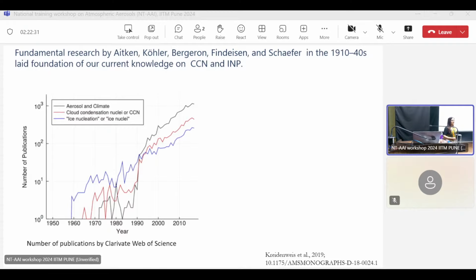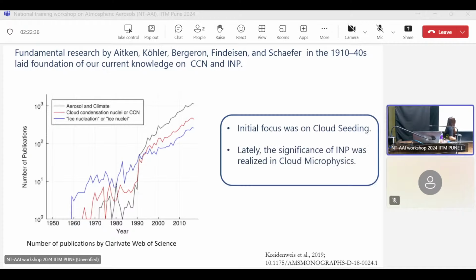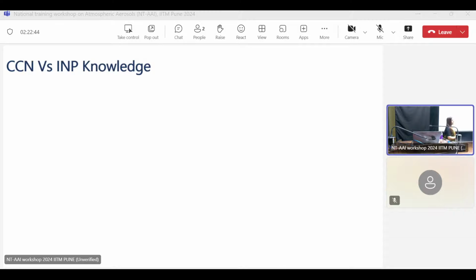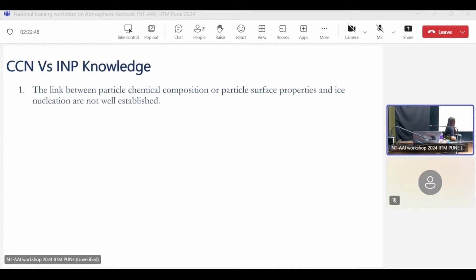Then what is the paradox? What is the puzzle behind it? So basically, the initial focus was on cloud seeding, as I shared with you, and lately the significance of INP was realized in cloud microphysics. So when we compare CCN versus INP knowledge, the link between particle chemical composition or particle surface properties and ice nucleation is not well established.